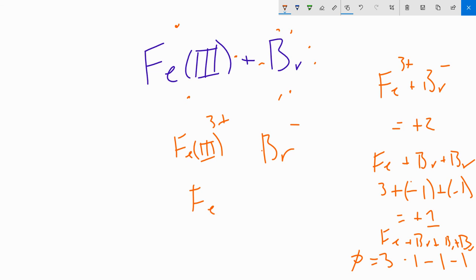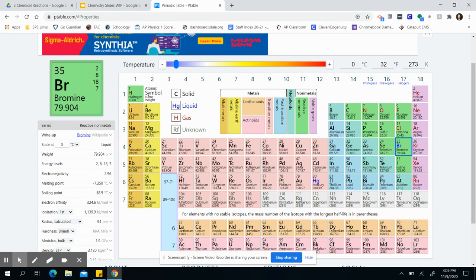So that meant we needed 3 bromines. And look, the charge of iron 3 is 3 plus. We only needed 1 iron. I didn't end up putting a subscript here. So that means I only have 1 of that type of atom. That's all you have to do. So our final answer is just FeBr3.